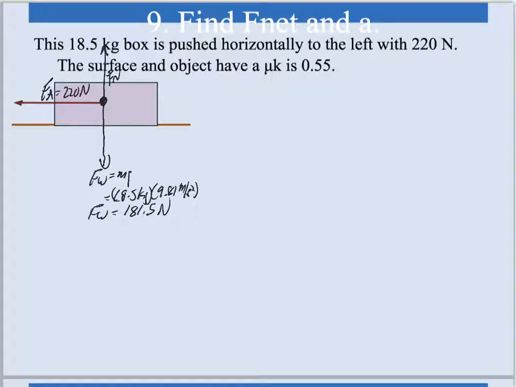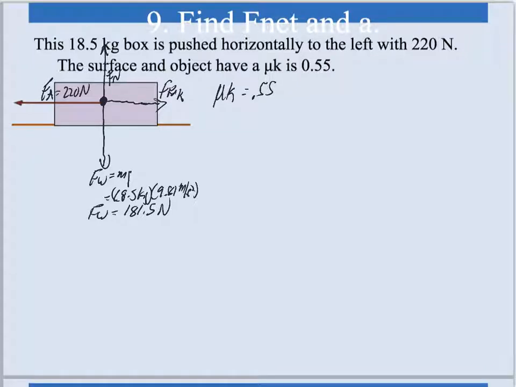And which way will friction go? Well, it's going to go opposite the direction of the object, in this case to the right. And that's going to be kinetic friction. And they give us the mu k value as 0.55. So what will be our next step?